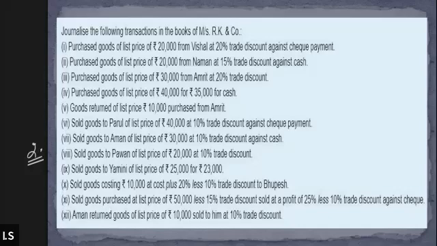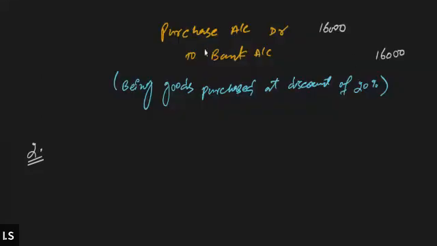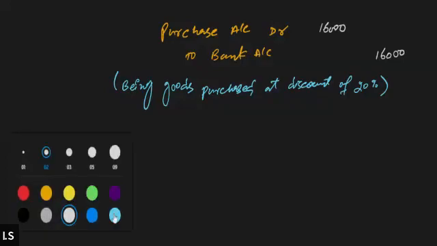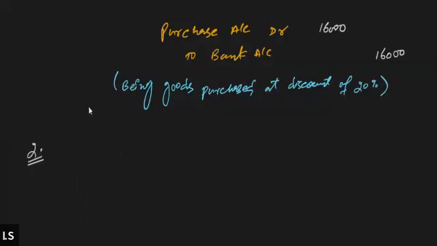Yeah, so the second question says purchase goods of list price 20,000 from Naman at 15% trade discount against cash. So this transaction is pretty similar to the previous one, right? Isn't it? Yes, sir. So in this transaction, let me explain how it will affect the business.